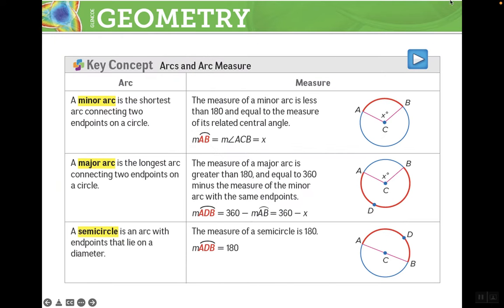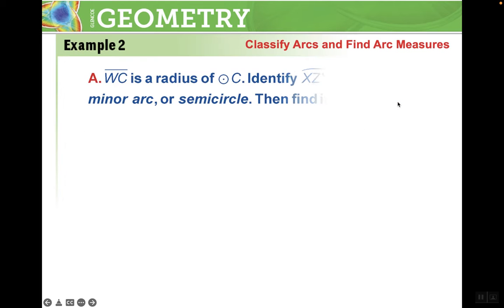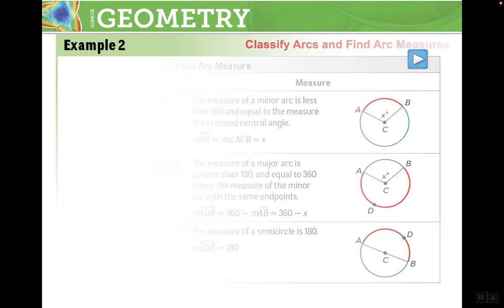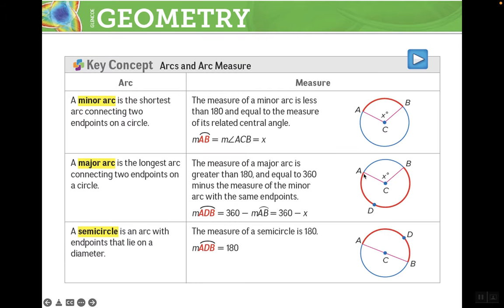Okay, so arcs are the parts of the circle. And a minor arc is the short length. The major arc is the large length, and a semicircle is the 180 degrees, half of the circle. So when you are naming a minor arc, you only need 2 points. So note the notation here: measure of arc AB.